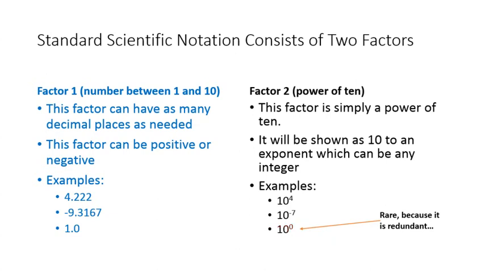You won't see it unless they explicitly tell you, put this in standard scientific notation, and they're trying to trick you. But the reason it's redundant is because anything to the power of 0 is equal to 1, and anything multiplied by 1 is just whatever that first number was. So 10 to the 0, which equals 1, is kind of a redundant factor.